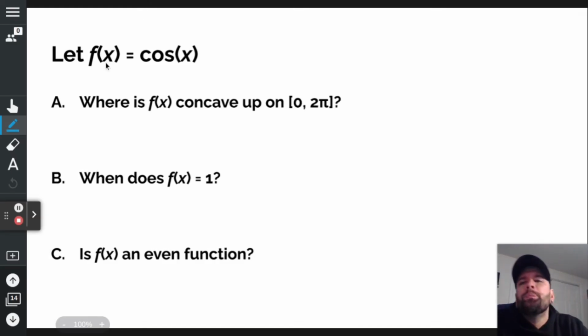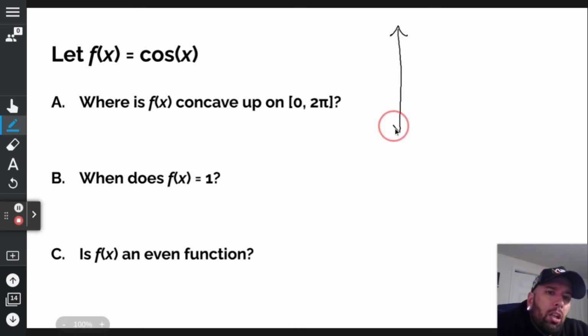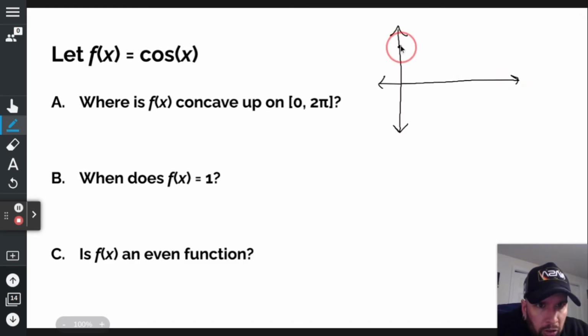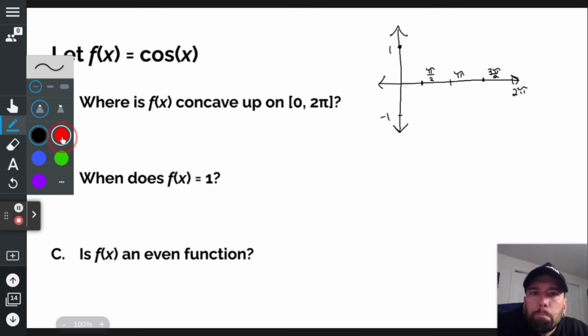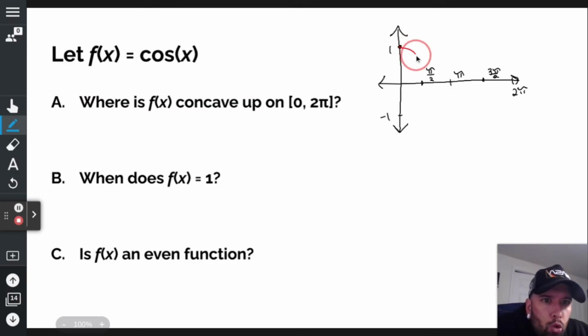All right. F of x equals cos x. Let's just draw it out. F of x equals regular old cosine x. Cosine starts at 1, hits zero at half a pi, bottoms out at pi, comes back up, hits zero again at 3 pi over 2, and repeats itself at 2 pi. So cosine looks like this.